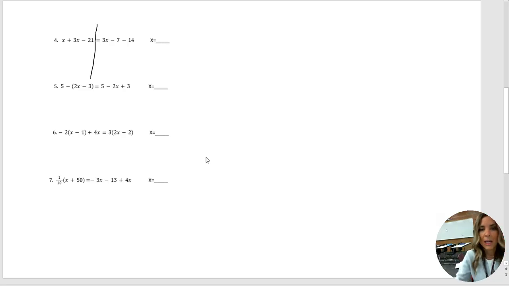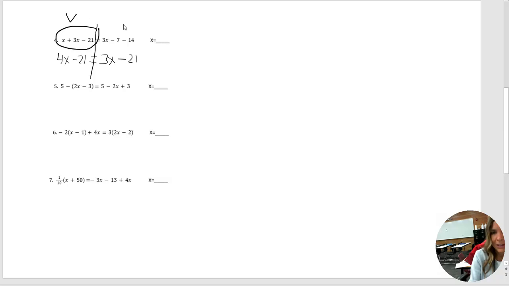Okay, so first thing we do is we check the left side. We can see that on our left side, there's nothing to distribute, but we do have some like terms to combine. I can combine that 1x and the 3x, and that's going to make a 4x minus 21 equal to, and then on the right side, I'm going to combine the negative 7 and the negative 14, which is negative 21. My next step is I want to bring all my variables to this side, all my constants to this side, right? I want one side that has my variable terms, the other that has my numbers.